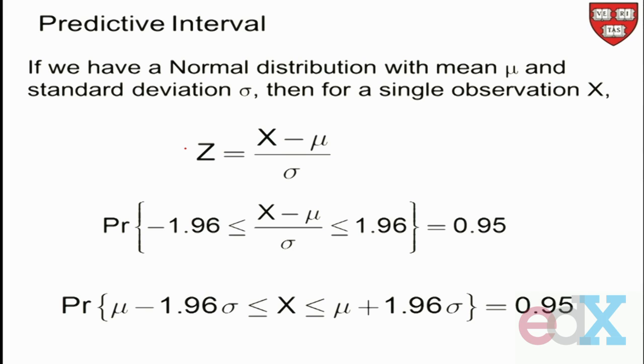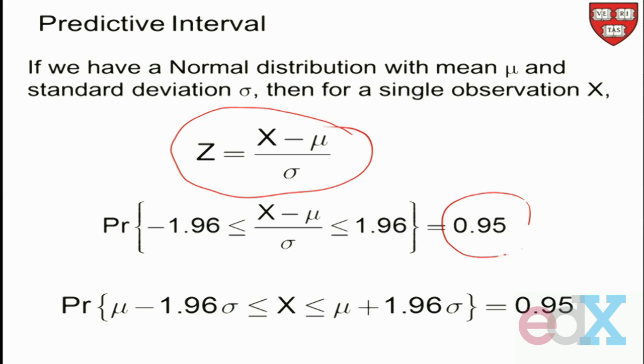Now, the predictive interval was the one where we said, if we've got a standard normal variable, there's our friend z, so we've got the variable x, subtract the mean mu, divide by the standard deviation sigma, then we know that 95% of the time that we observe such a variable, it's going to have a value between minus 1.96 and 1.96.